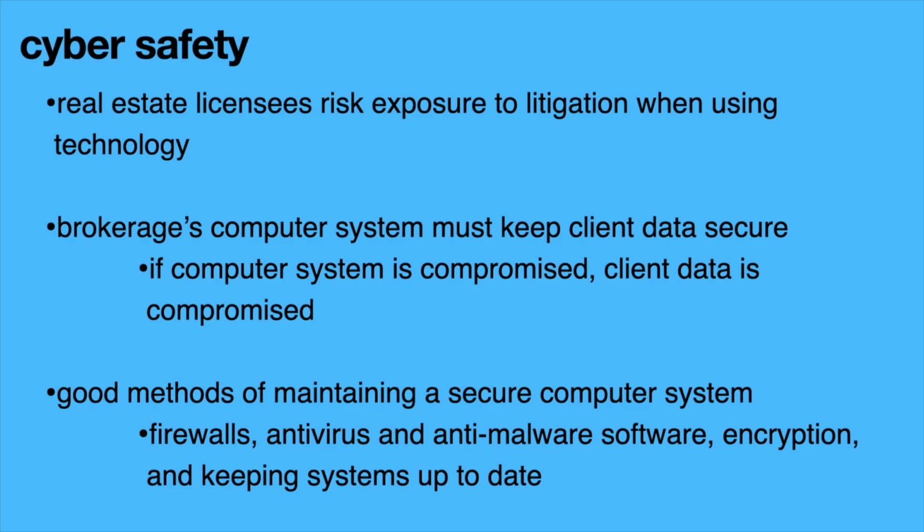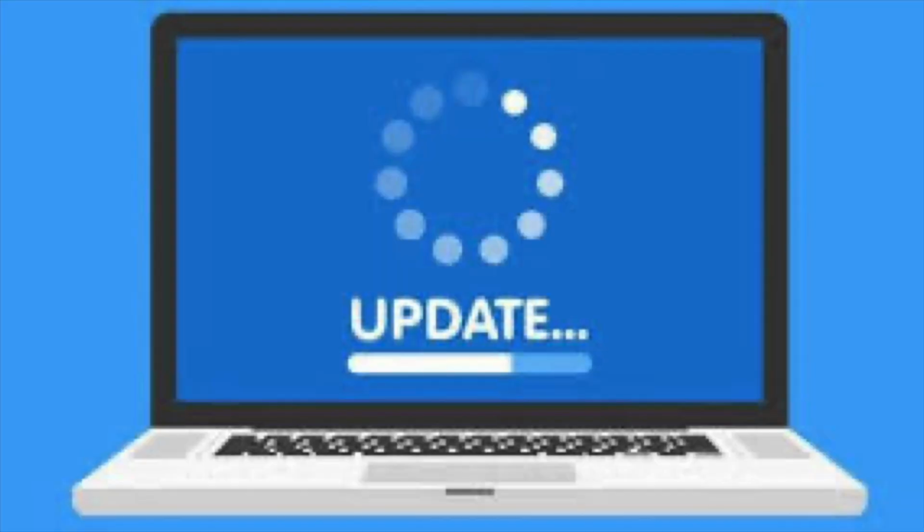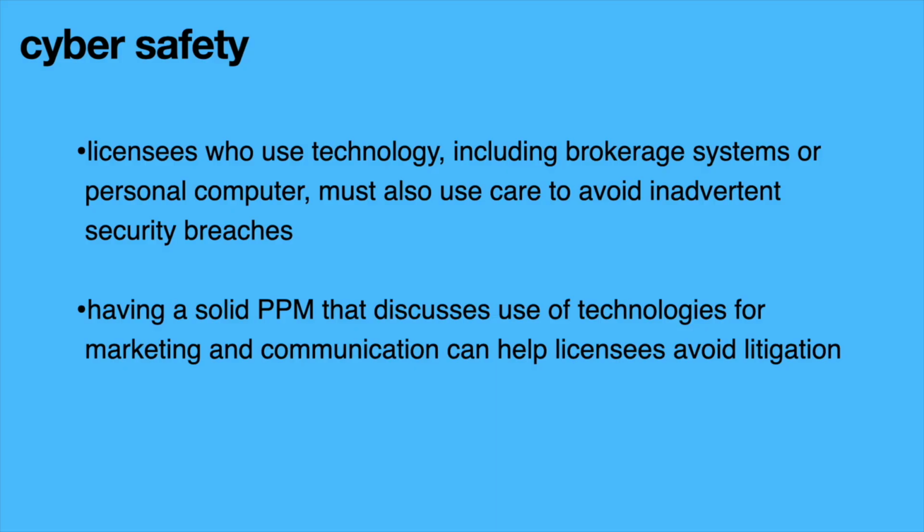Firewalls, antivirus and anti-malware software, encryption, and keeping systems up to date are all good methods of maintaining a secure computer system. Licensees who use technology, including brokerage systems or their own personal computer, must also use care to avoid inadvertent security breaches. Having a solid policies and procedures manual, the PPM, that discusses the use of technologies for marketing and communication can help licensees avoid litigation.